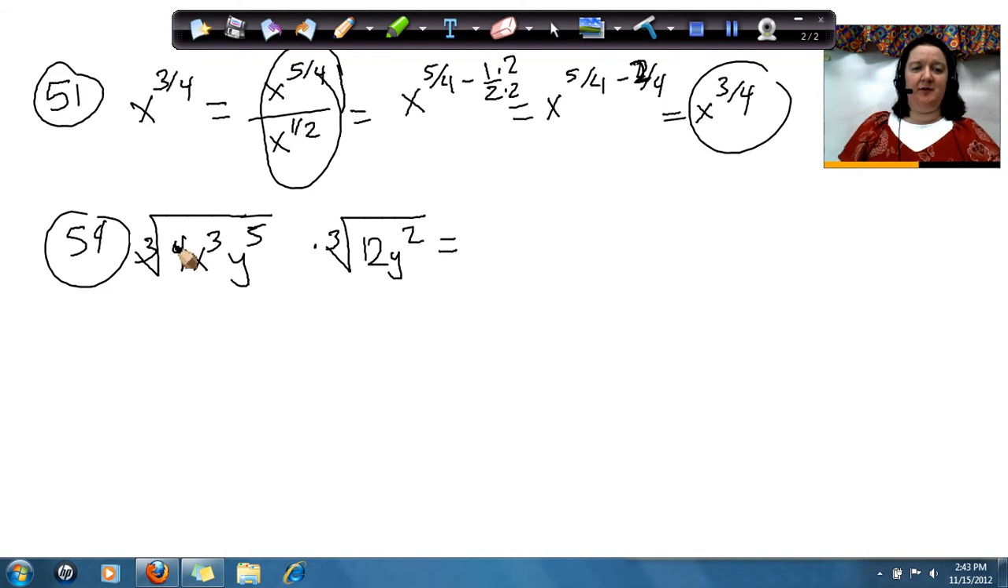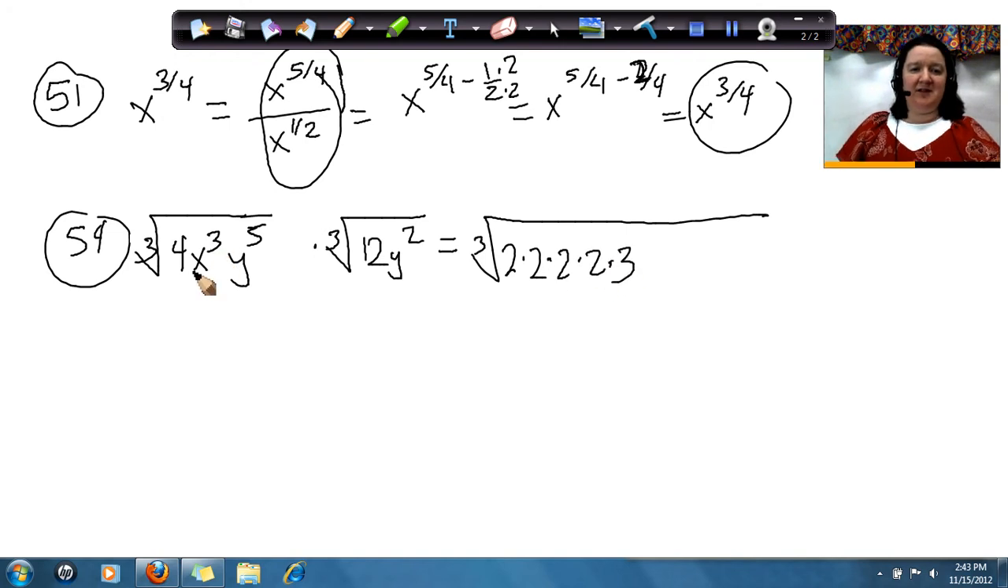Let's look at 54. Since we have the same index, we can put them underneath one giant root with that index. I'm going to take the 4 and break it down, 2 times 2. I'm going to take the 12 and break that down, 2 times 2 times 3. Now I have x to the 3rd, and since I have an index of 3, I'm going to leave that as it is because those will cancel each other out. I have y to the 5 and y squared. Well, that's y to the 7.